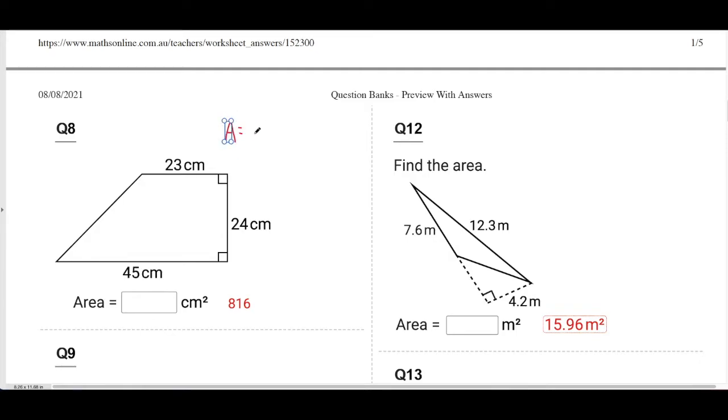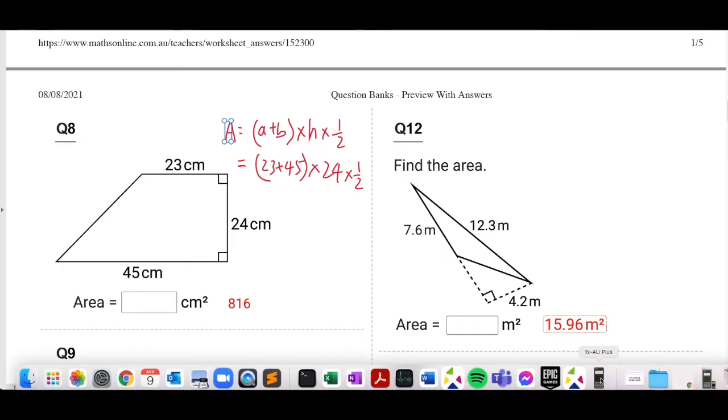Is A plus B times by the height times by a half, right? So you just have to substitute the numbers into the formula. Now it doesn't matter which order you do it, so it could be h times a plus b or a plus b times h. So in this case you get 23 plus 45 times by the height, which is 24, times a half. And make sure you substitute this into your calculator and you have the answer, right?